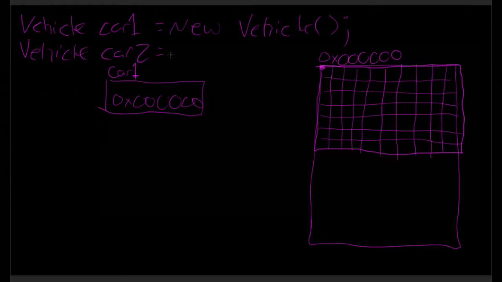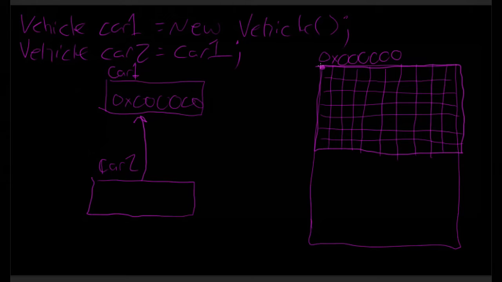So now when we come in and we say Vehicle car2 = car1; what this is going to do is create another section in memory called car2. And it's going to be basically a pointer pointing to this section of memory. So that means when I invoke car2, it's actually going here, which is actually going to point here.